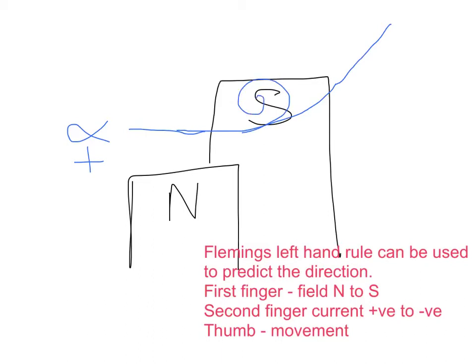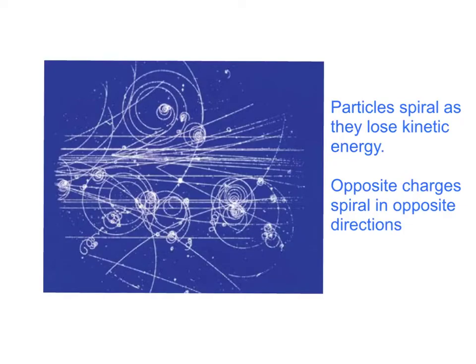If we then looked at a different particle, a negatively charged particle, then a negatively charged particle would curve in the opposite direction. And when the particles are in the magnetic field, they will show spiral tracks because the particle loses kinetic energy.